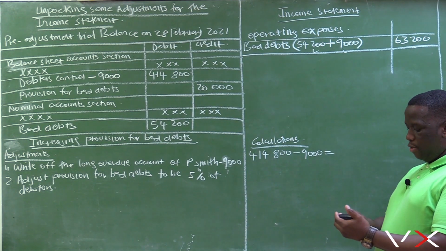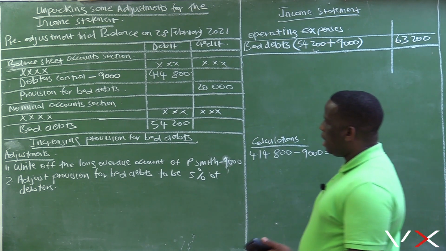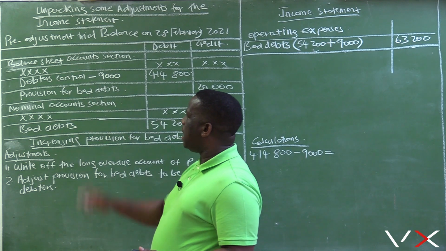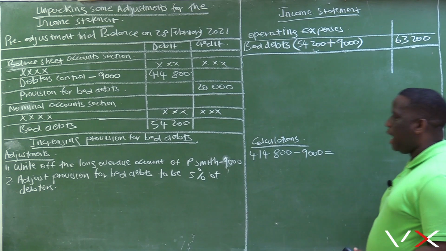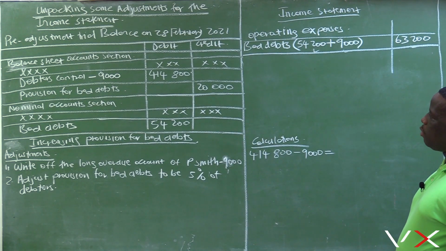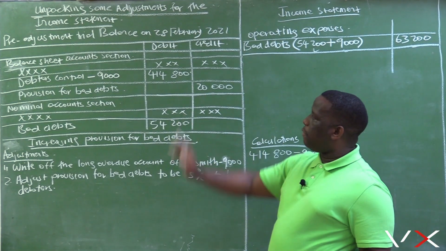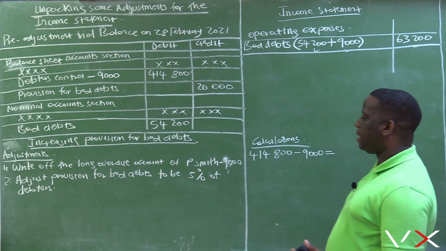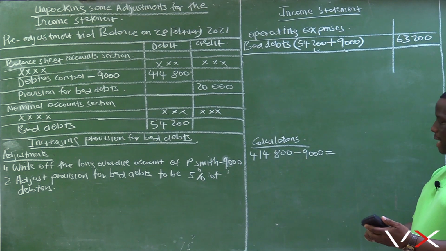So let's look at the latest balance of our debtors control. That is why I said it is important for a student to just go with a lead pencil and indicate the minus 9,000 next to debtors control, so that when you go to adjustment number 2, you will not forget. Because the mistake that will be made by the student is to calculate provision for bad debts using the 414, forgetting that this amount has been adjusted by the first adjustment of 9,000. So our debtors control has gone down by 9,000.